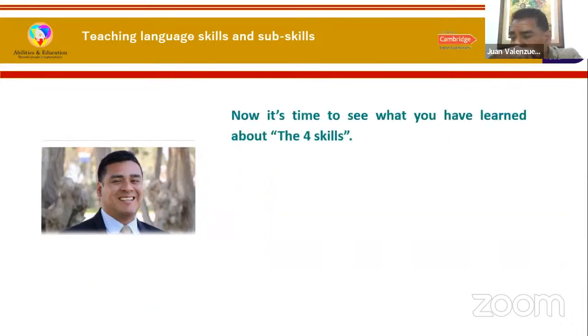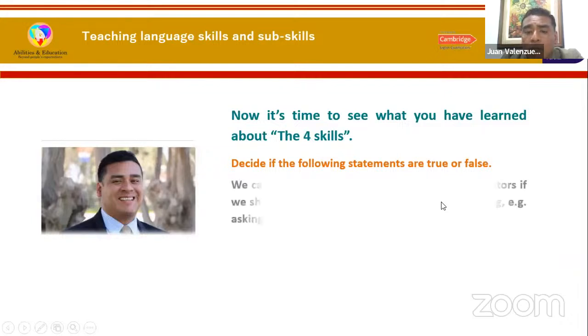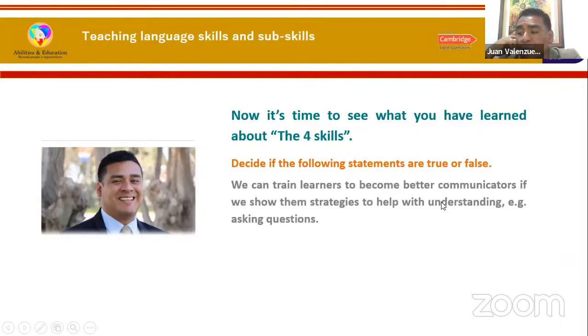Okay, let's recapitulate. Let's do this very quickly. It's time to see what you have learned about the four skills. You have to read the statements here and decide if they are true or false. Number one, we can train learners to become better communicators if we show them strategies to help with understanding. For example, asking questions, showing pictures. Is this true or false?